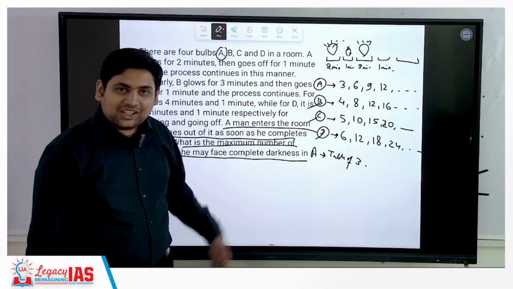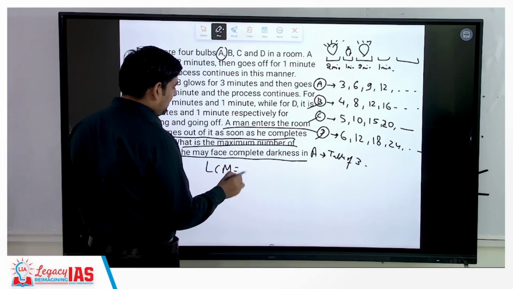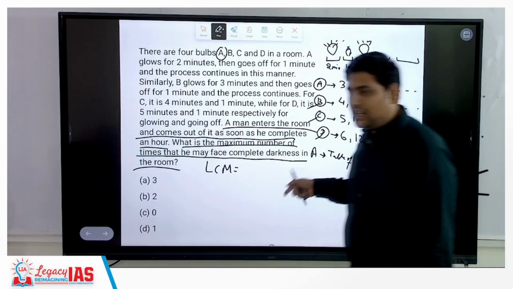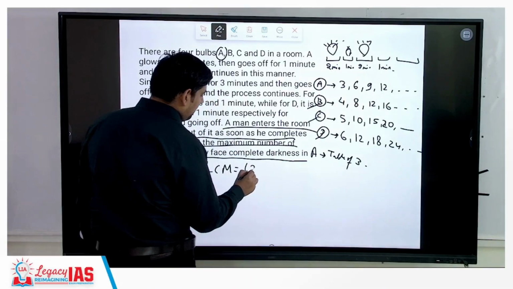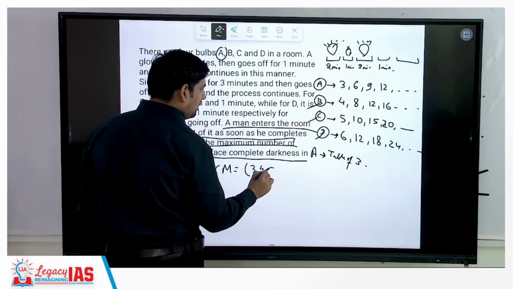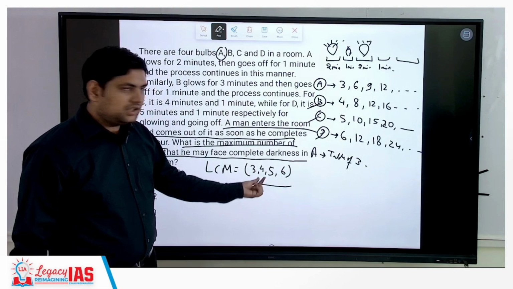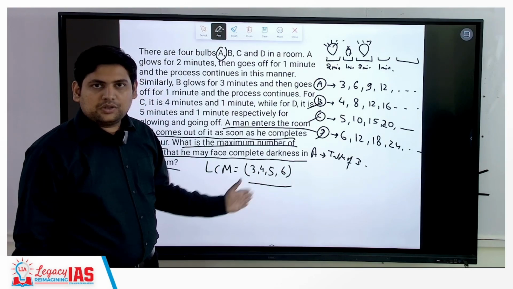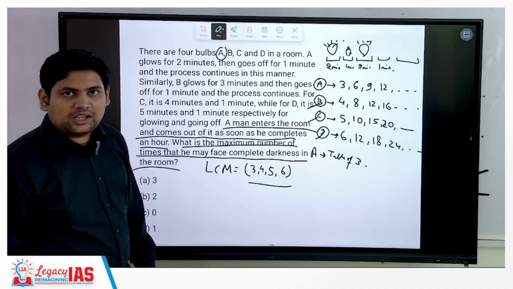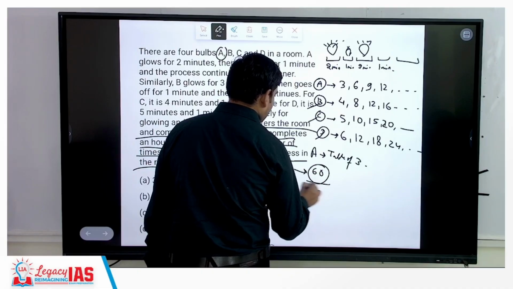Now, what does this mean? This means that whatever number you want to be common in all of them, it has to be the LCM of these numbers, that is, those whose tables are written here. That is 3, 4, 5, 6. What is the LCM of 3, 4, 5, 6? 6 into 5, 30, but 30 is not divisible by 4. So you make it double again. 60 is divisible by all of them. So you get the LCM as 60.